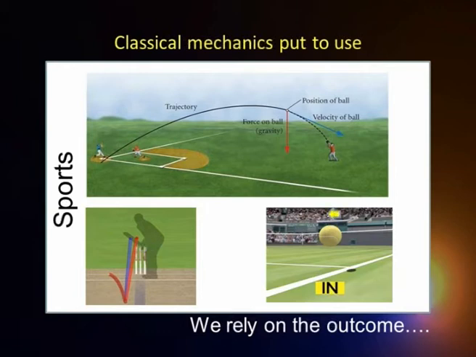And the same thing happens in case of tennis as well. So, these are 3 instances from sports where we know that we can put classical mechanics to use, and we have reasonably good faith in the outcome of such predictions. We can take certain more examples.